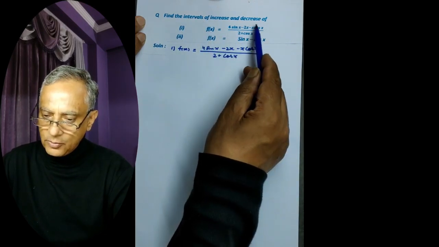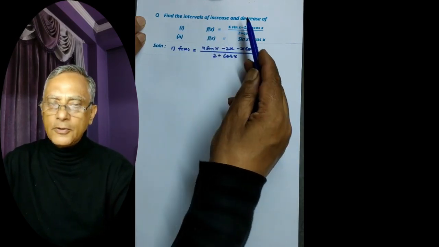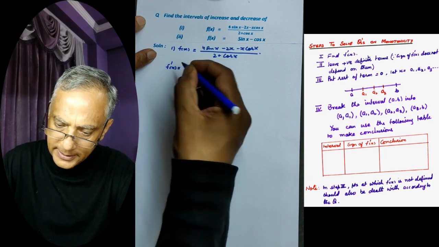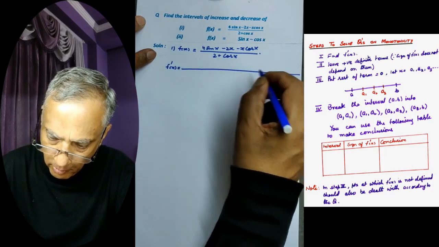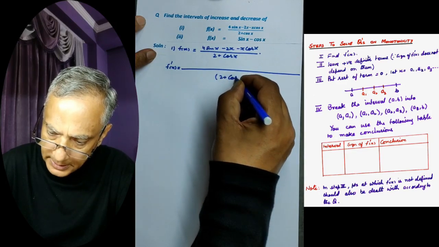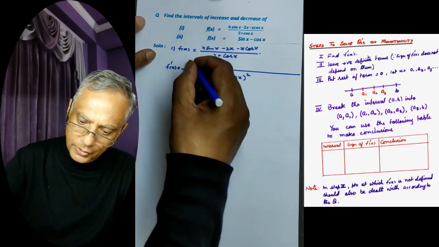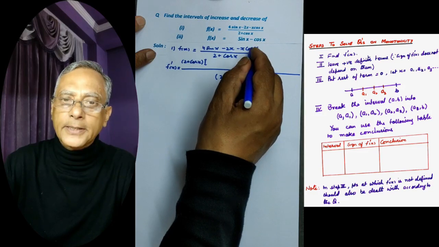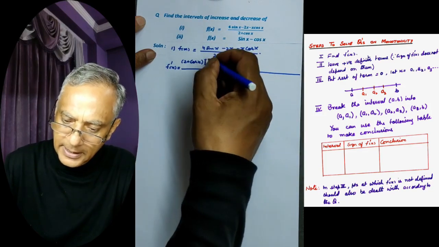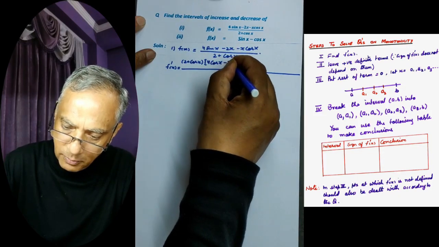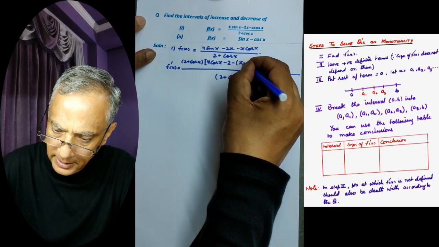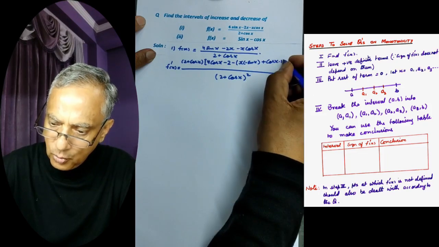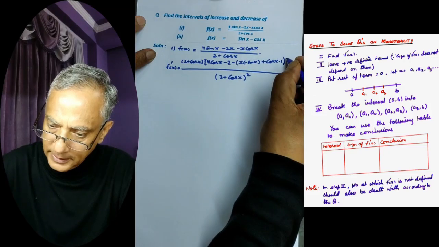Now we take up the next question. In this question we are given fx is equal to this much, and we have to find the intervals of increase and decrease of this function. So first we find f dash x. F dash x is equal to, denominator is 2 plus cos x whole square, gx whole square, gx is 2 plus cos x into differentiation of fx, that is f dash x. So differentiation of this will be 4 cos x minus 2 minus first function differentiation of second plus second function into differentiation of first. So this is the differentiation of this function.